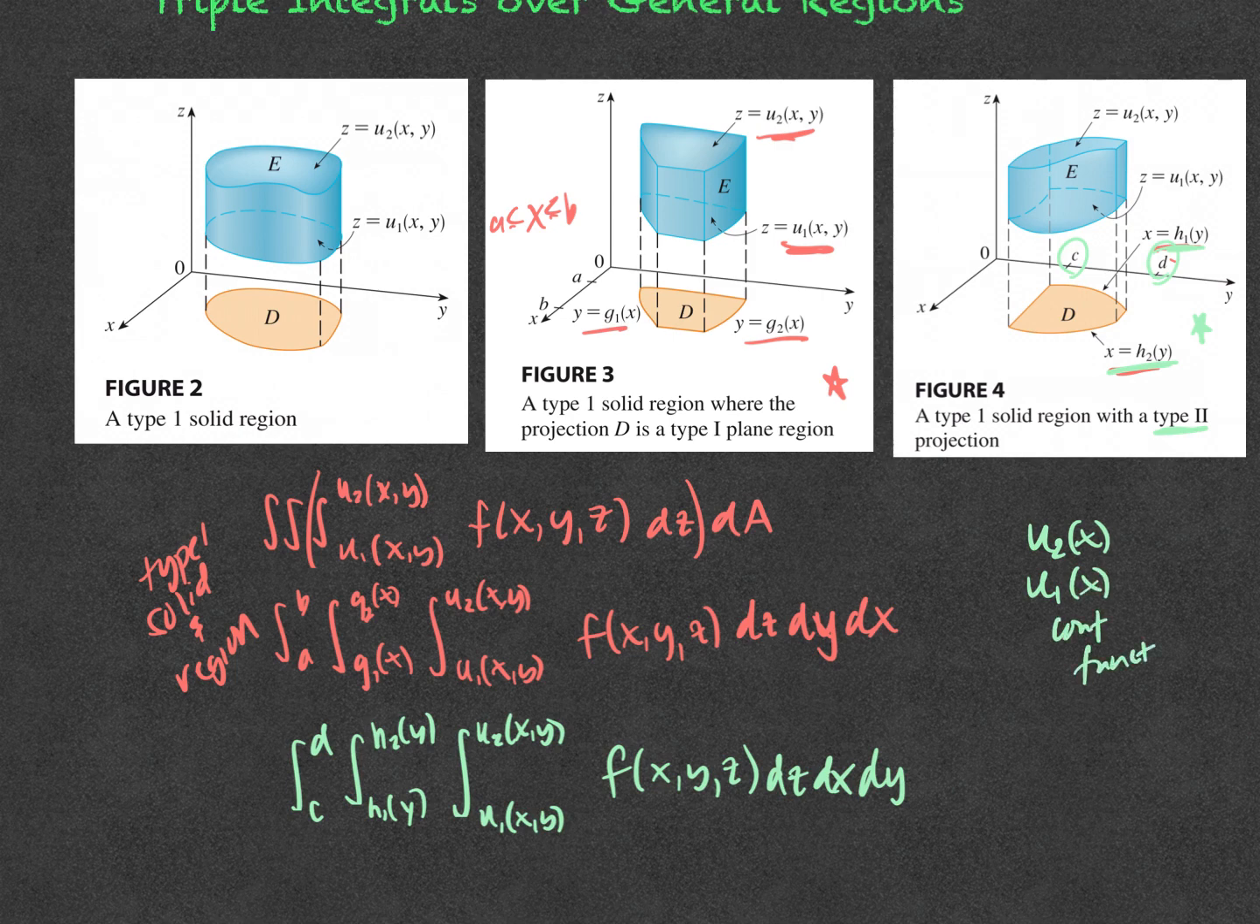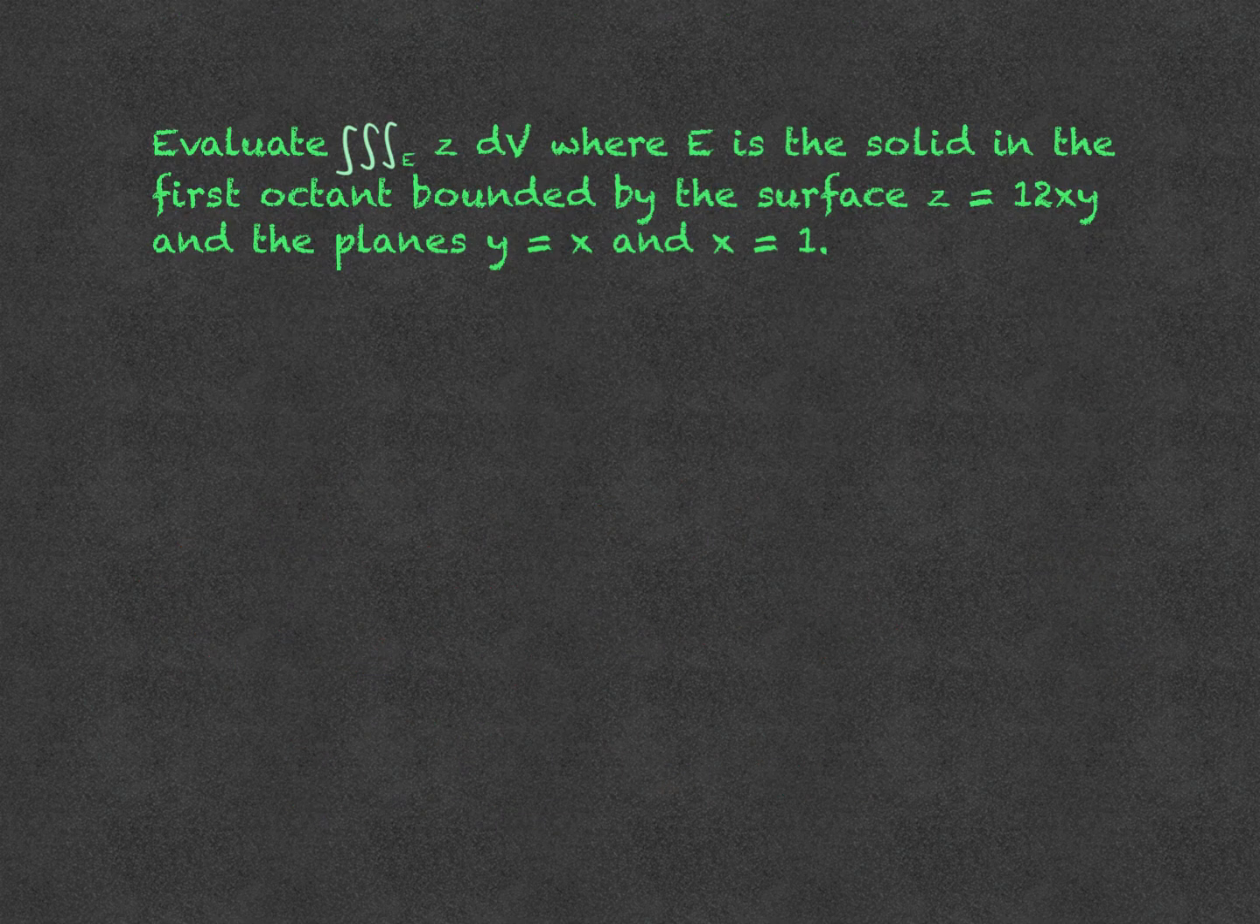Okay, so let's look at one of these. Evaluate the triple integral over E of z with respect to dV, where E is the solid in the first octant, bounded by the surface z equals 12xy, and the planes y equals x and x equals 1. When you do a triple integral, you need to think about two graphs, so to speak, or sketches. So let's start with the one of z equals 12xy.